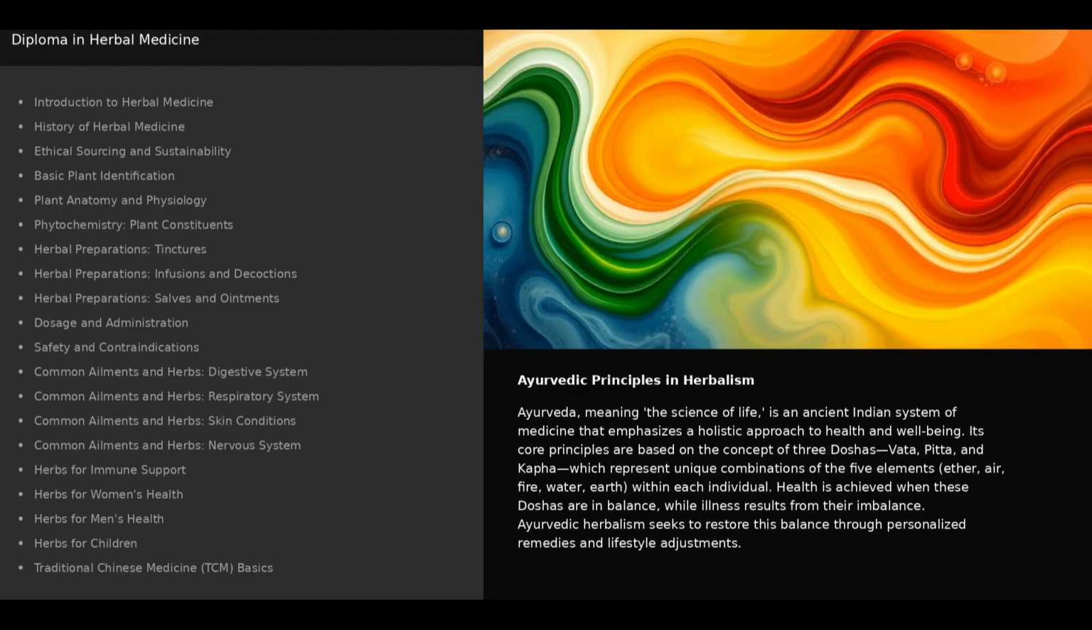Ayurvedic principles in herbalism. Ayurveda, meaning the science of life, is an ancient Indian system of medicine that emphasizes a holistic approach to health and well-being. Its core principles are based on the concept of 3 doshas, vata, pitta, and kapha, which represent unique combinations of the 5 elements: ether, air, fire, water, earth, within each individual.